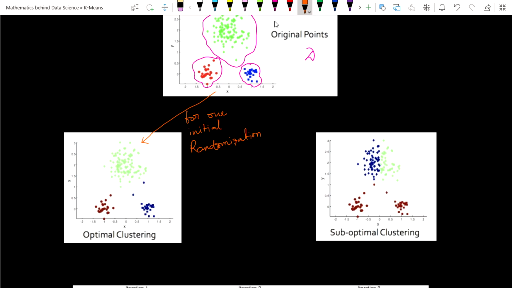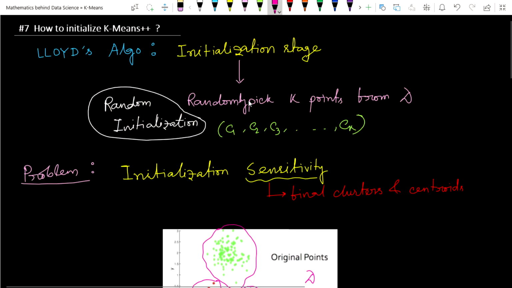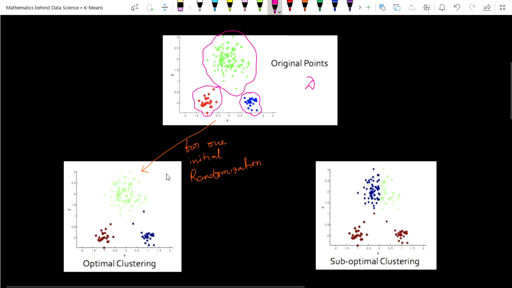Suppose in another initialization we picked different random k points. Since we pick them randomly, it is equally probable to pick any point. For one initialization we got this clustering, and that's okay. But in another initialization, we got this clustering. Just see here: we find 4 clusters that do not match the original clusters. This is the main problem here.